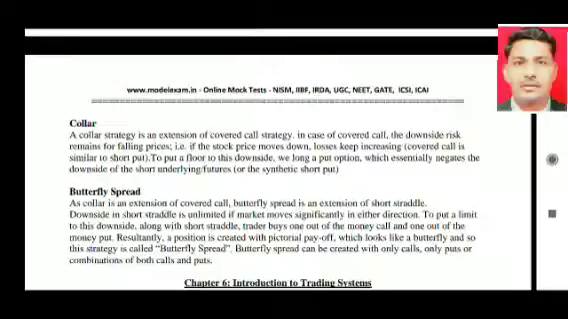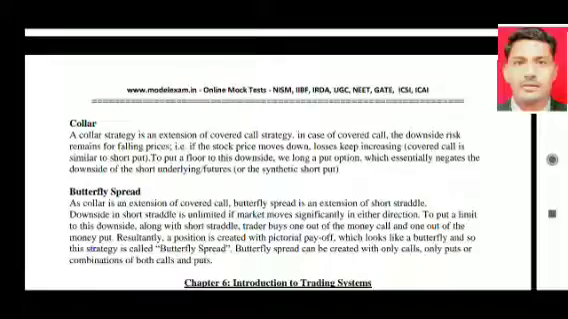Collar. A collar strategy is an extension of the covered call strategy. In case of a covered call, the downside risk remains for falling prices. If the stock price moves down, losses keep increasing. Covered call is similar to short put. To put a floor to this downside, we go long a put option, which essentially negates the downside of the short underlying futures or the synthetic short put.